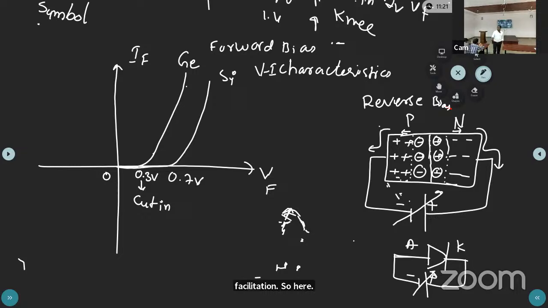So here also there is no electron crossing the junction, no hole is crossing the junction. Okay, so that's why the current in the PN junction diode under reverse bias is 0. Okay, now but some current is present.